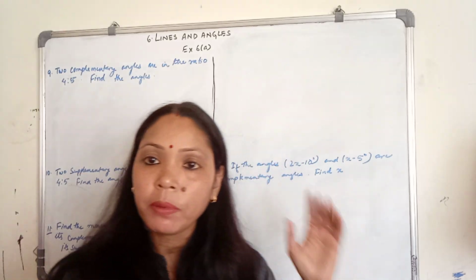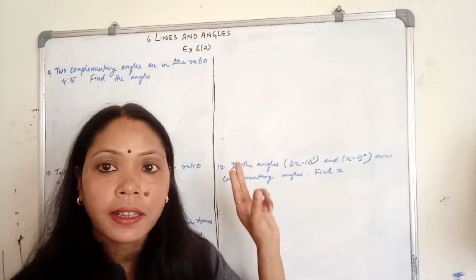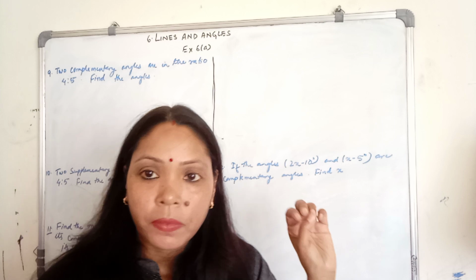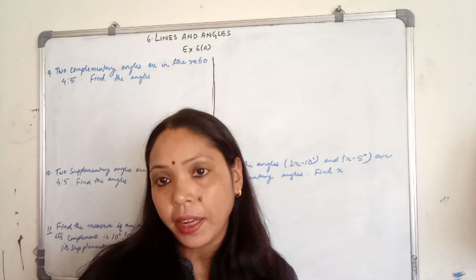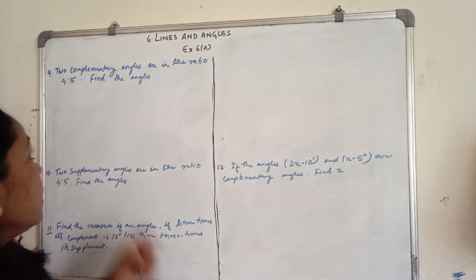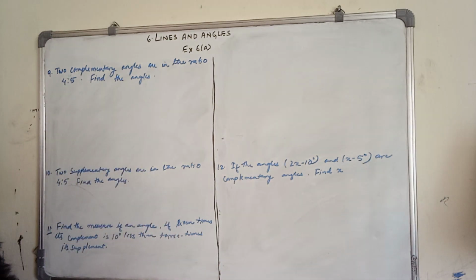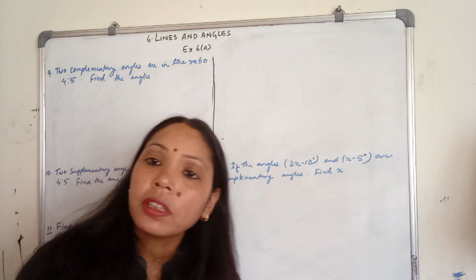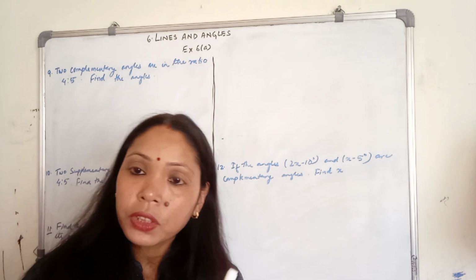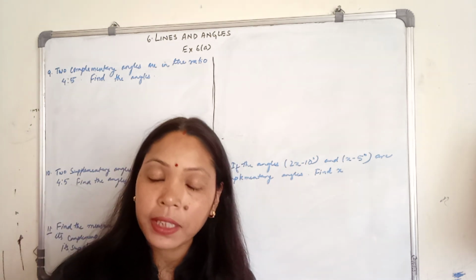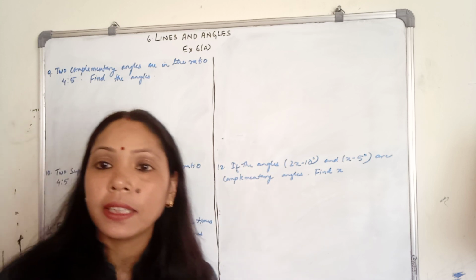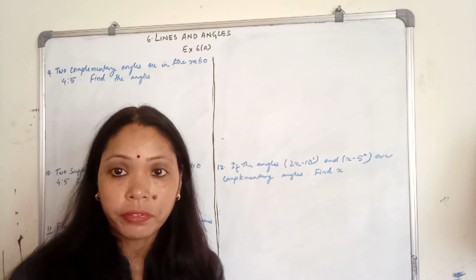In this video, I am going to finish exercise 6a. Already we have done question number 1 to 8. Now see question number 9. Two complementary angles are in the ratio 4:5. Find the angles. Now the ratio is given. Here two angles we have to find whose ratio is given as 4:5.